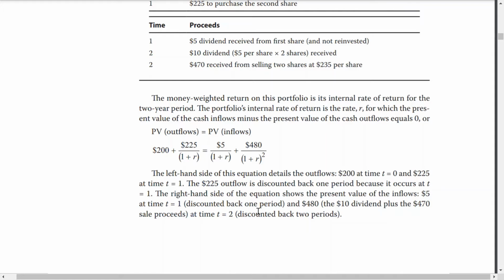Wait, this doesn't make sense. Okay, I'm so confused right now. These few chapters have been messing with me a lot.